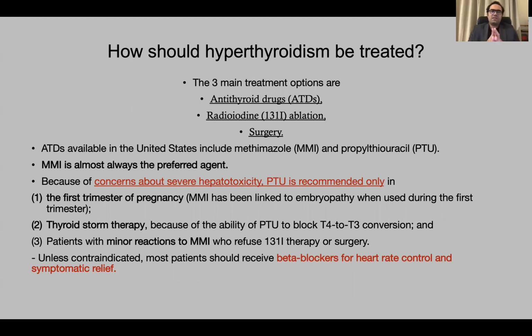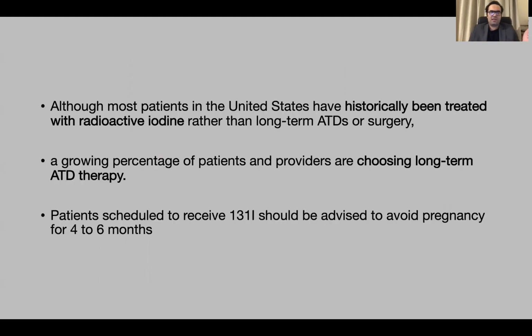Other than that, in a few cases, we do use PTU, propylthiouracil, like in thyroid storm or in the first trimester of pregnancy. Although historically in the US, most of the patients have been treated with radioactive iodine therapy rather than long-term ATDs or surgery, there is a growing trend of patients and clinicians choosing long-term antithyroid drugs. In the UK and Japan, and in Latin countries, they have been using ATDs, antithyroid drugs.